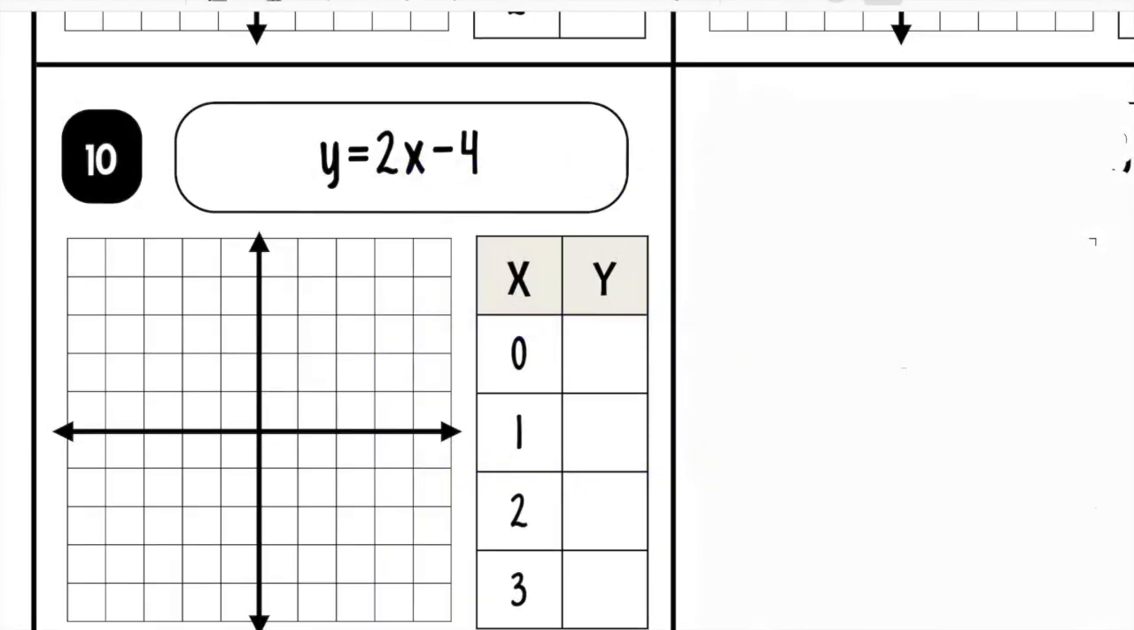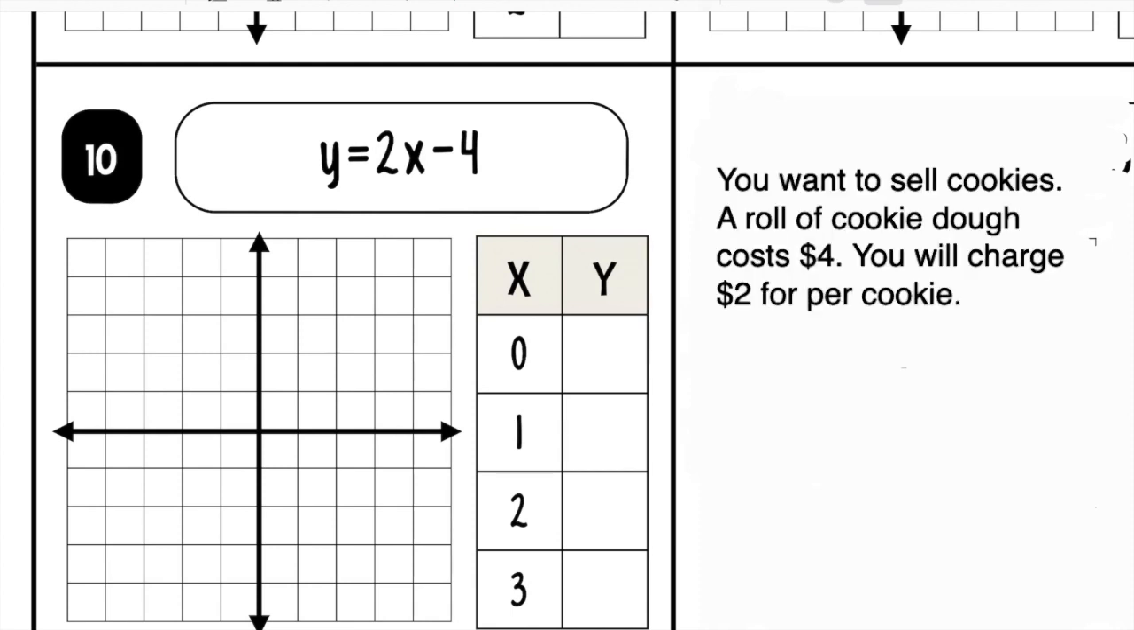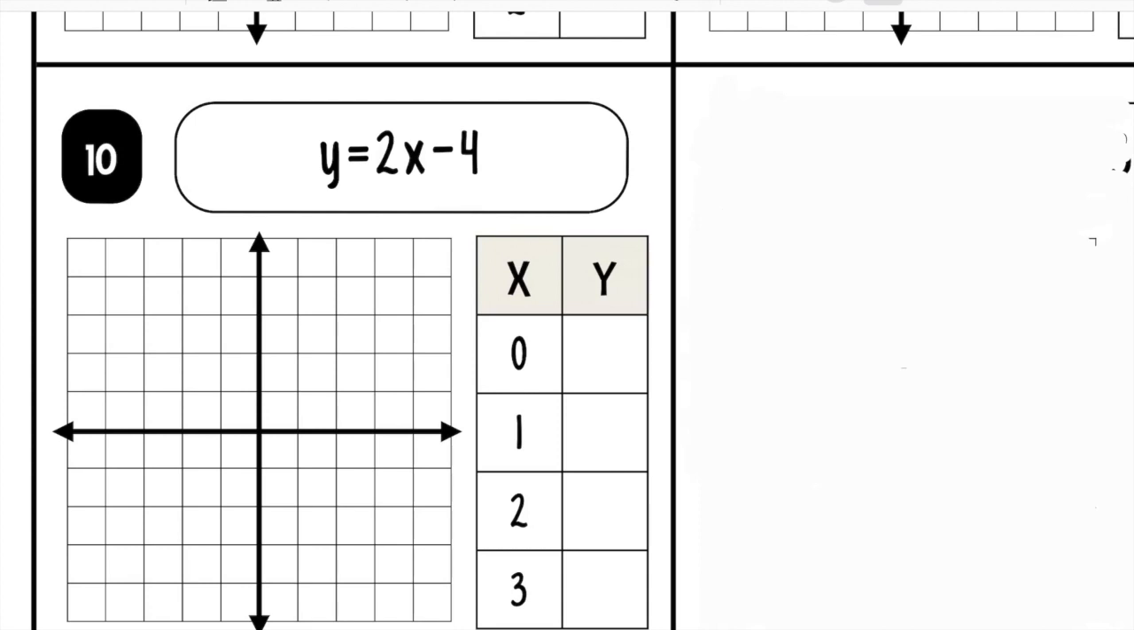So let's come up with a word problem to explain this equation. Let's say that you want to sell cookies. A roll of cookie dough costs $4, and you will charge $2 for every cookie you sell. So in this equation, x would be the number of cookies you sell. See how x is multiplied by 2, which is the price per cookie? Then y would have to be the amount of money you've made.